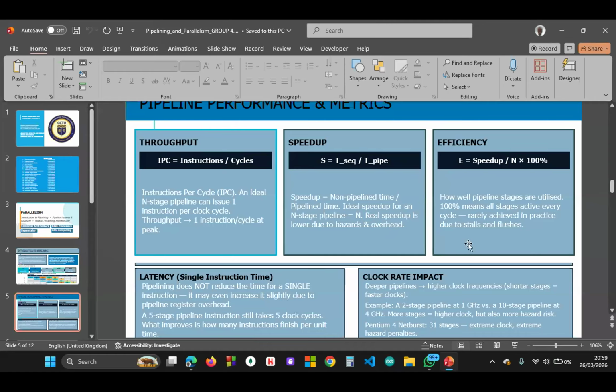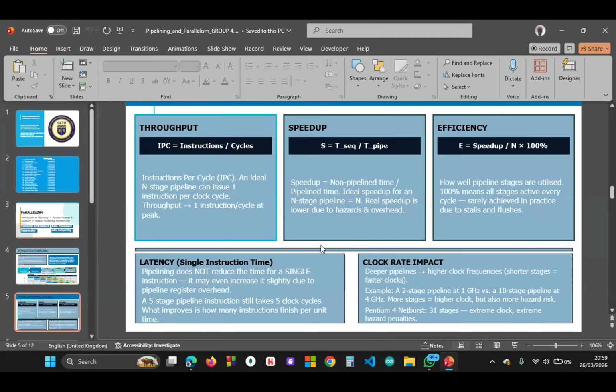Three, efficiency. Under efficiency, it talks about how well pipeline stages are utilized. 100% means all stages active every cycle, rarely achieved in practice due to stalls and flushes. Four, latency, single instruction time. Pipelining does not reduce the time for a single instruction. It may increase it slightly due to pipeline register overhead.